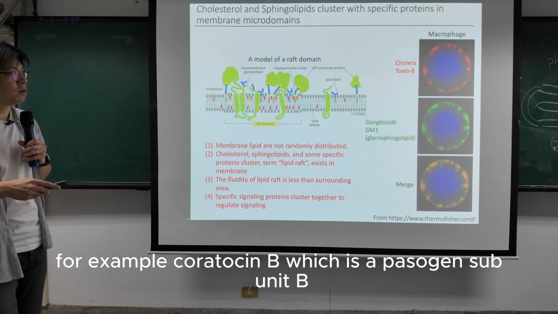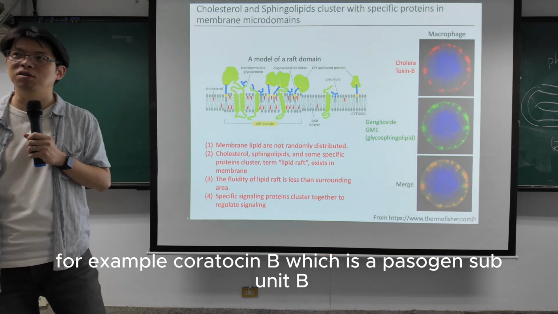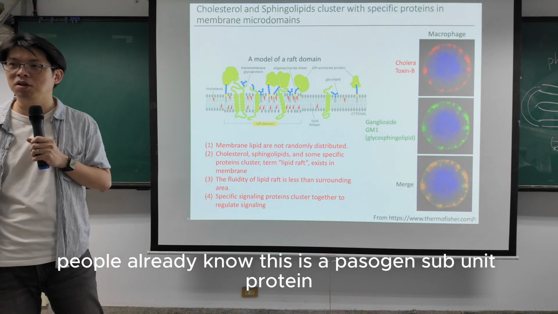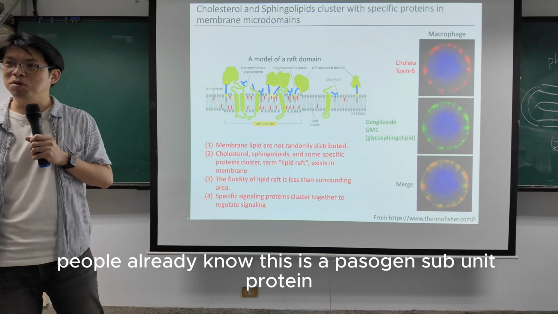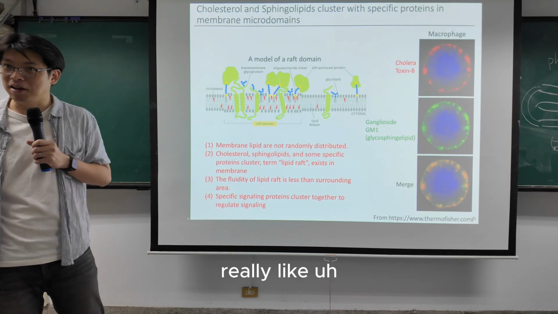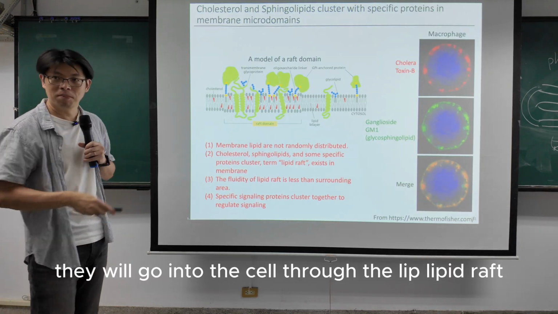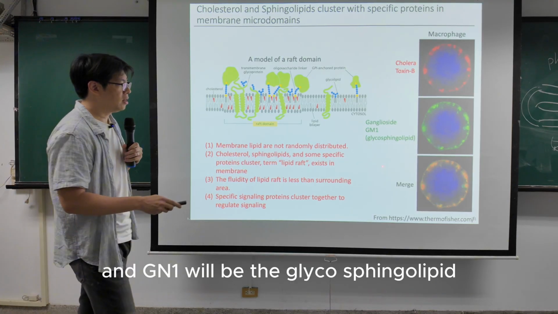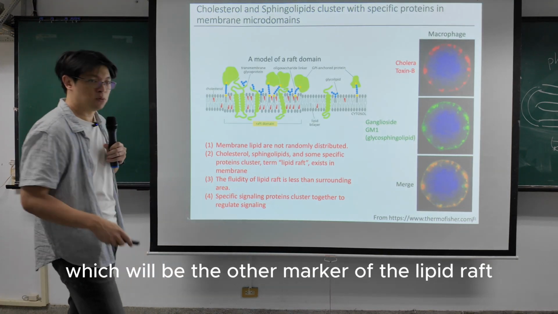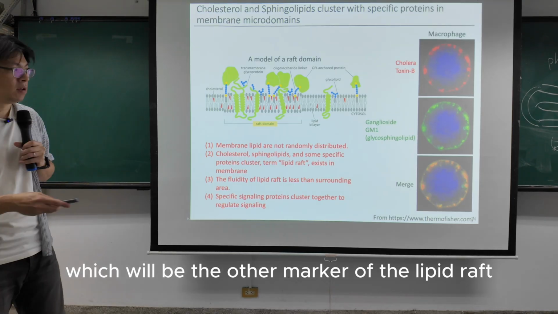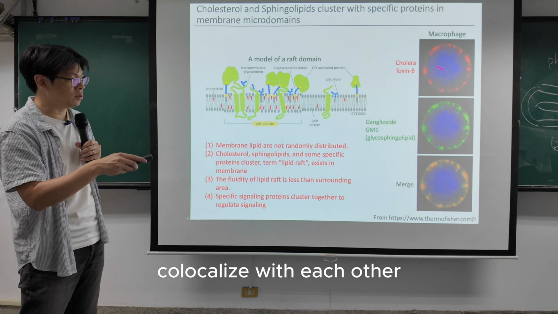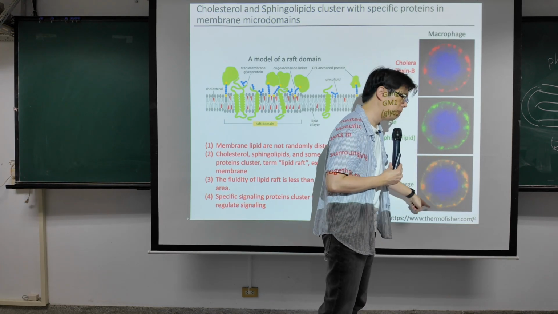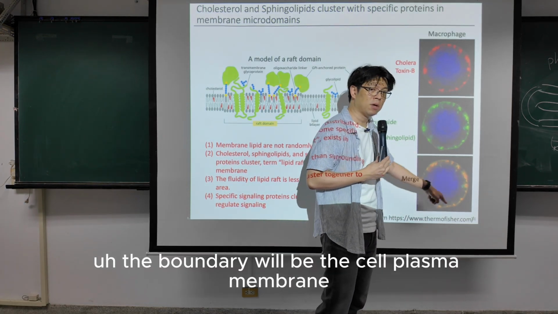So this lipid raft can be visualized because people already know certain signaling molecules specifically retain here. For example, cholera toxin B, which is a pathogen subunit B molecule. People already know this pathogen subunit protein goes into the cell through the lipid raft. You will see here they label it in red. And GM1 is the glycosphingolipid, which is another marker of the lipid raft. You will see they overlap, colocalize with each other. The purple is the cell nucleus, and the boundary is the cell's plasma membrane.